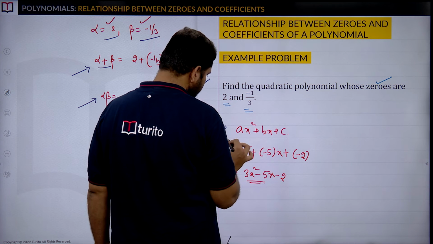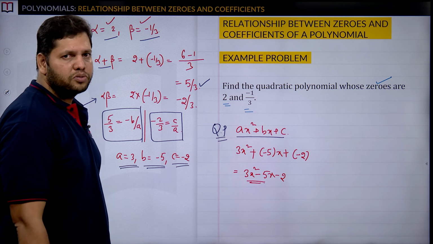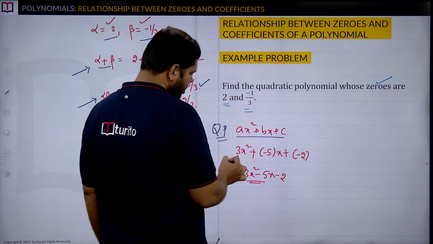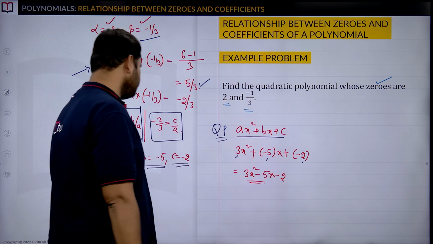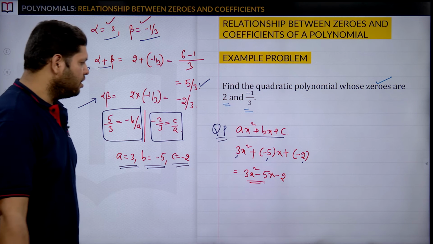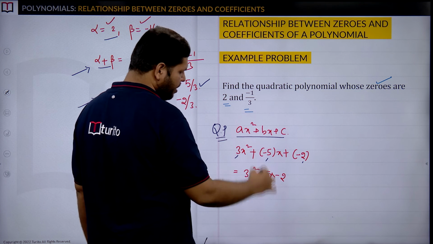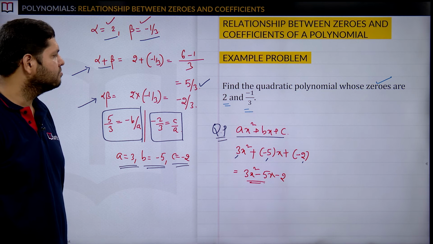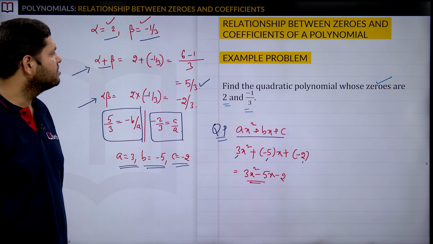Now children, what is the quadratic polynomial? So the quadratic polynomial is ax square plus bx plus c. Now children, just substitute the a, b, c values in the given polynomial. So a value is 3 and b value is minus 5 and c value is minus 2. Okay. Now what is the quadratic polynomial? 3x square minus 5x minus 2 is our quadratic polynomial. Clear, children? Just look at the question. It's very simple, children.